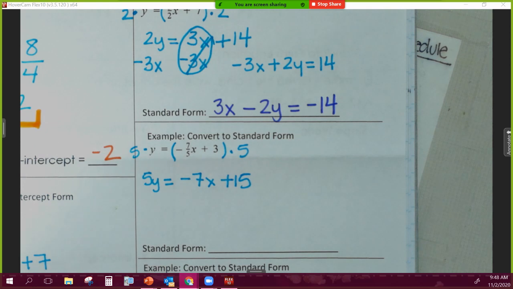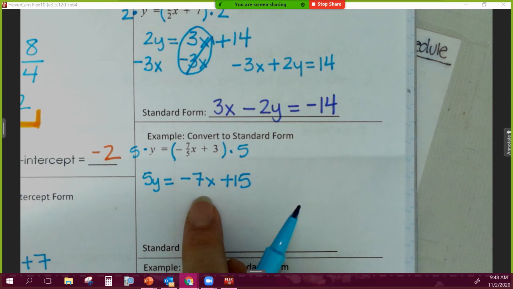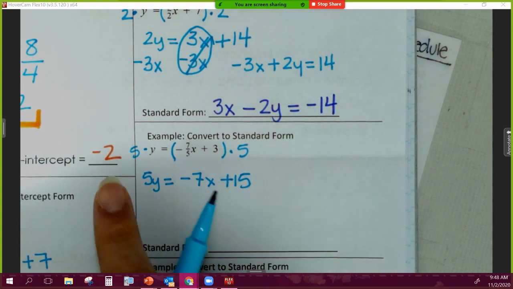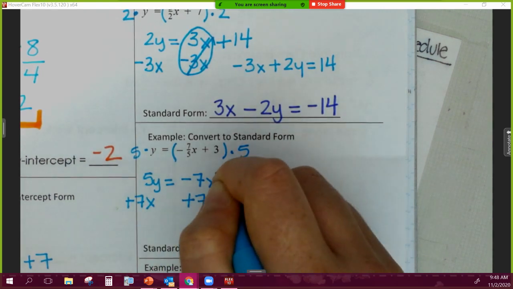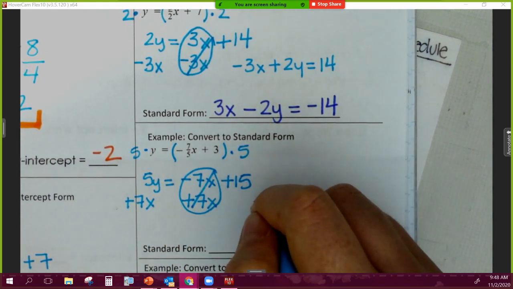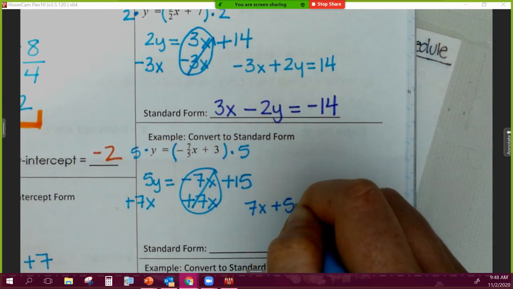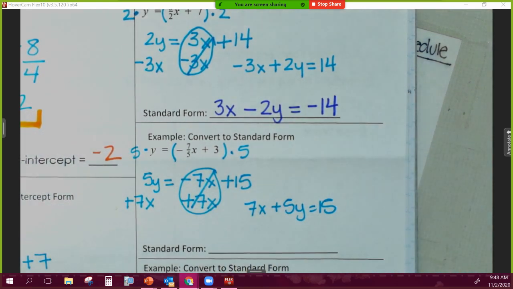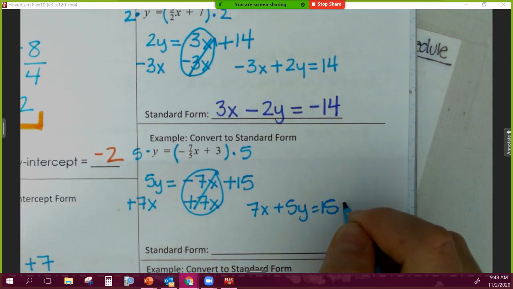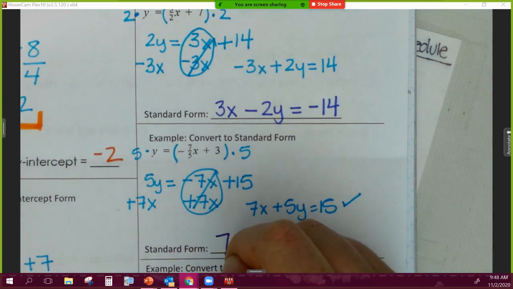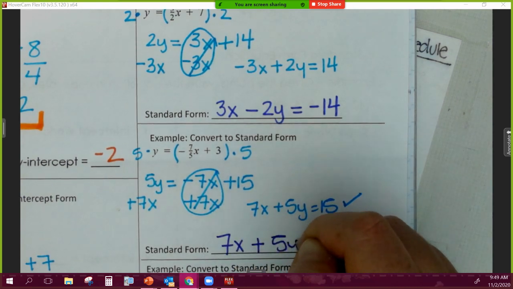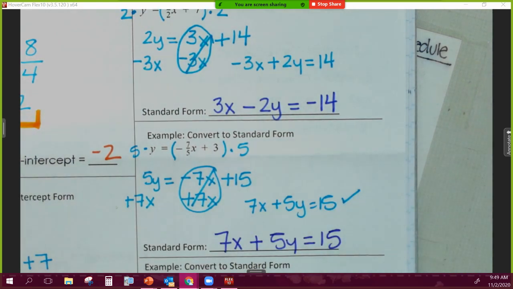Step 2, get your x and y on the same side. If I have negative 7x here, I need to move it to the other side, so I'm going to add 7x. Those become 0. Now we have 7x plus 5y equals 15. Then step 3, check to make sure that your a is positive. Our a is positive, so we don't have to do anything else. This is in standard form: 7x plus 5y equals 15.